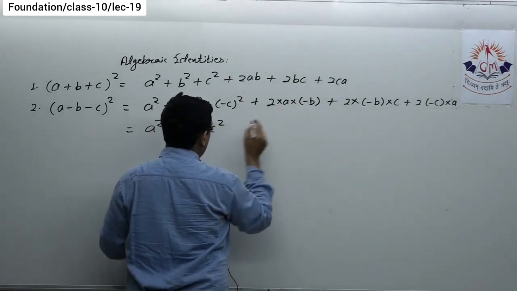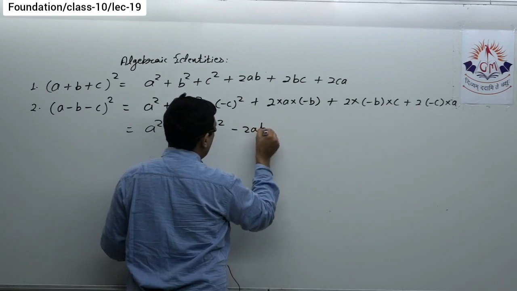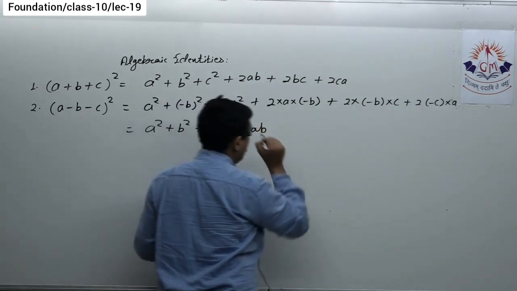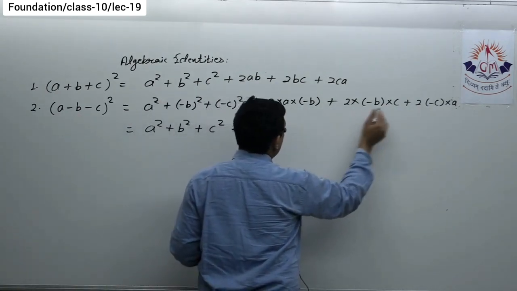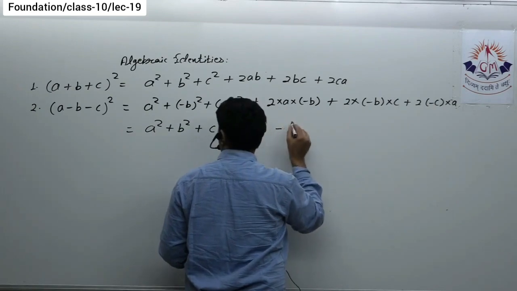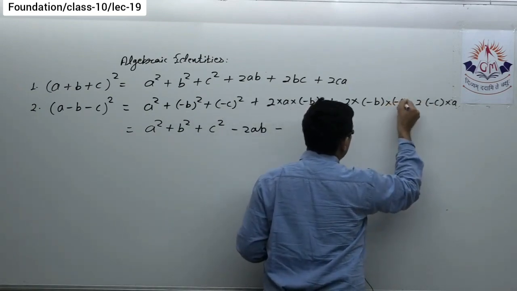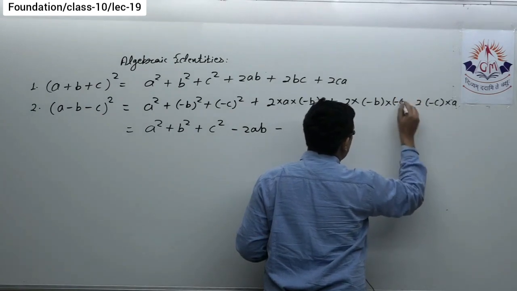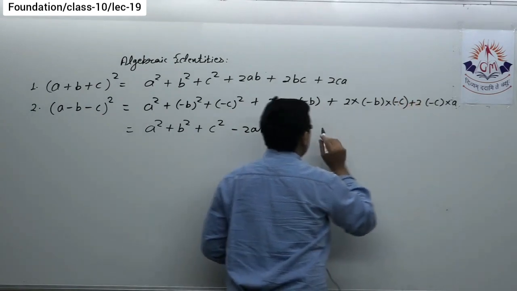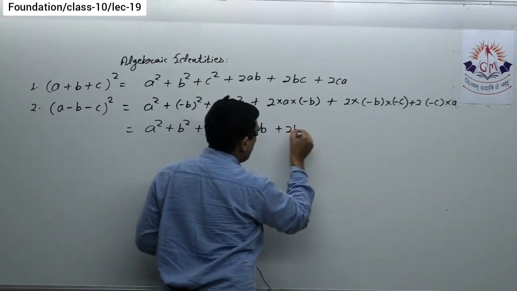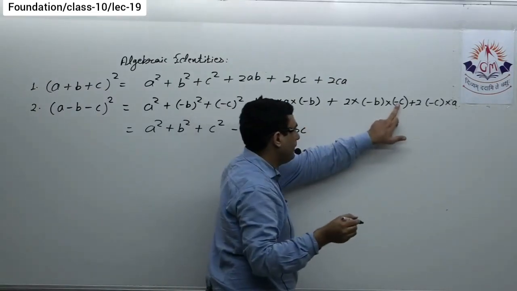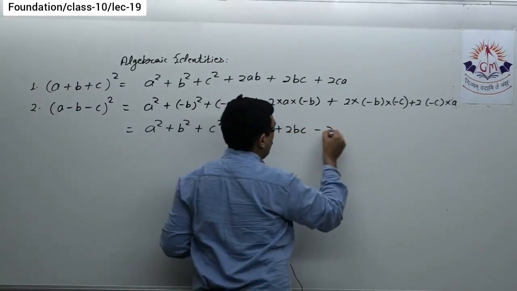Now over here, minus a into minus b, so I can write minus 2ab because b is negative. Then bc: here c is also negative, so b and c both negative, so this remains plus 2bc, minus minus plus. And then ac, it will become minus 2ac.